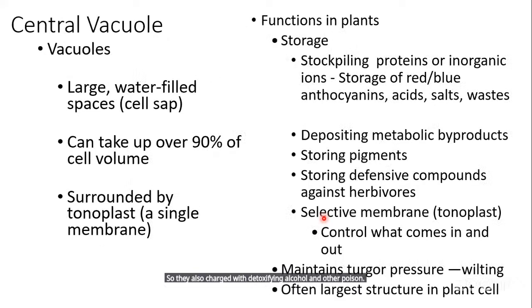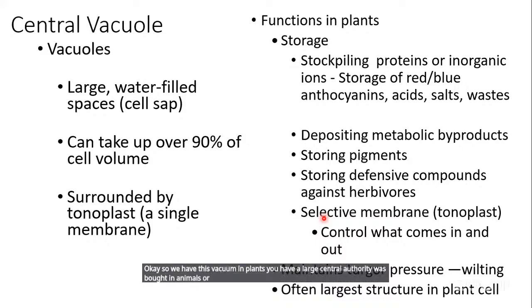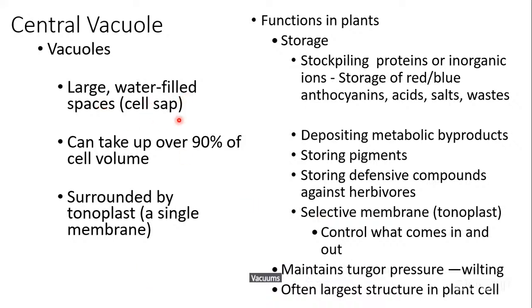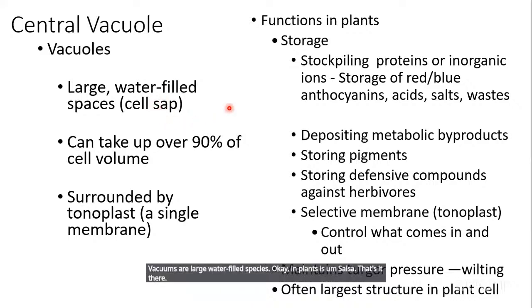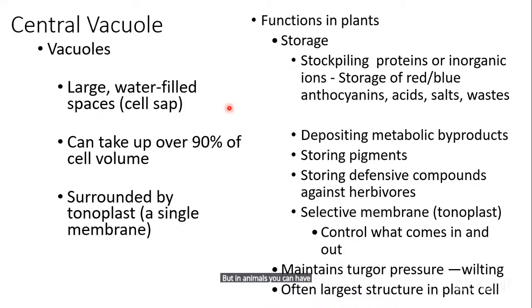Okay, so we have the vacuole. In plants, you have a large central vacuole, but in animal cells, you have small vacuoles. Vacuoles are large water-filled spaces. In plants, it's cell sap that is there, but in animals, you can have vacuoles that can store small things. And the vacuole is surrounded by a single membrane called the tonoplast.